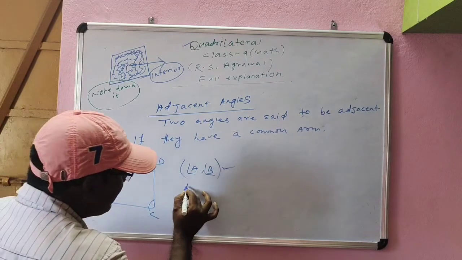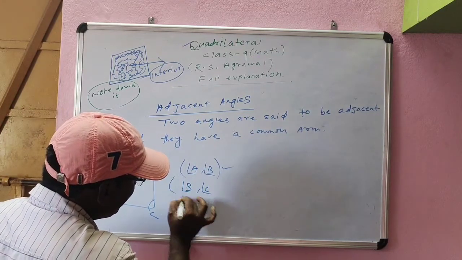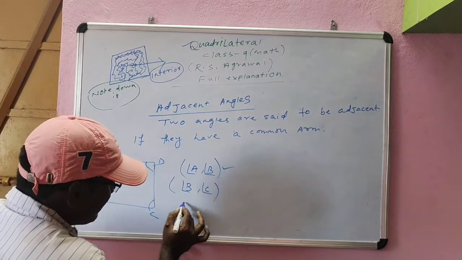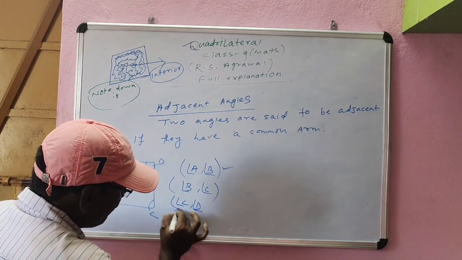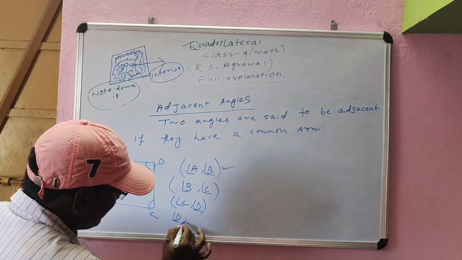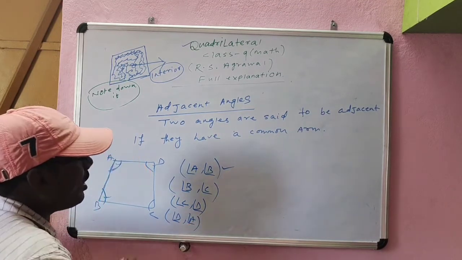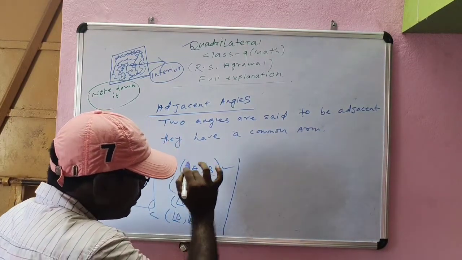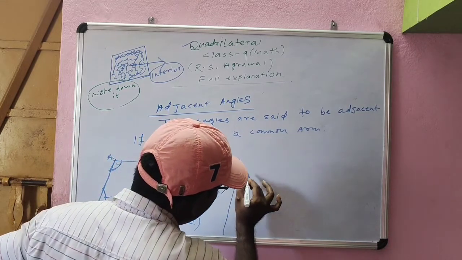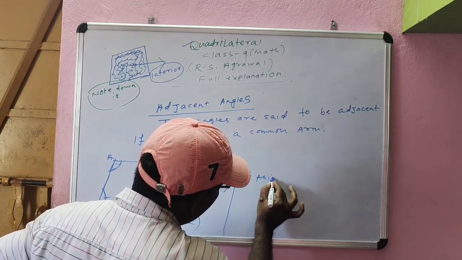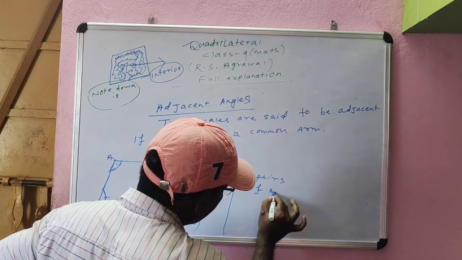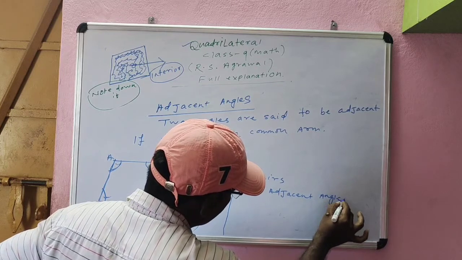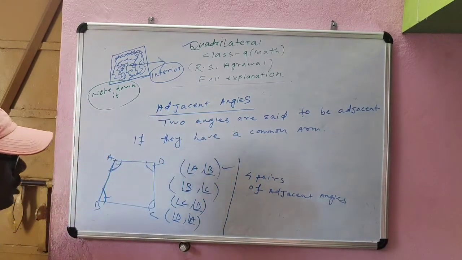Similarly, if you take angle B with angle C, it is the second pair of adjacent angles. Angle C, angle D, it is the third pair, and angle D, angle A, it is the fourth pair of adjacent angles. So, in this way, you can get totally four pairs of adjacent angles. Take a screenshot.